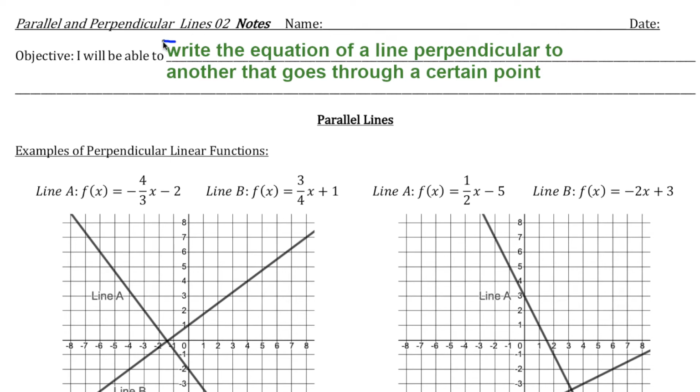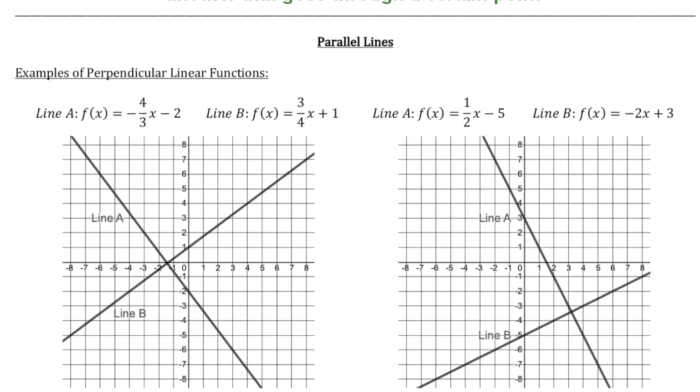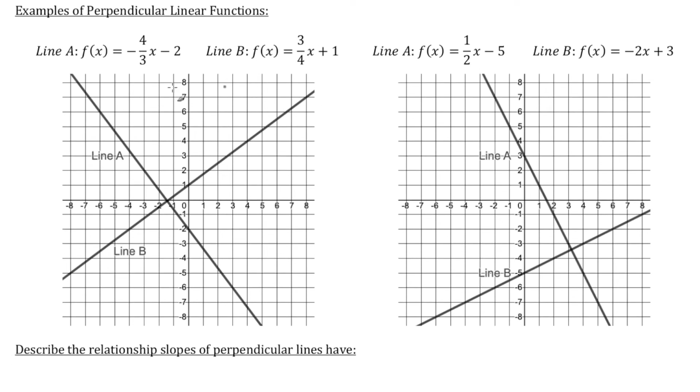In this lesson, we are going to write the equation of a line perpendicular to another that goes through a certain point. So right here, we have some perpendicular lines. These two are perpendicular to each other. These two are perpendicular to each other. That means they form right angles, as you can see, a right angle.